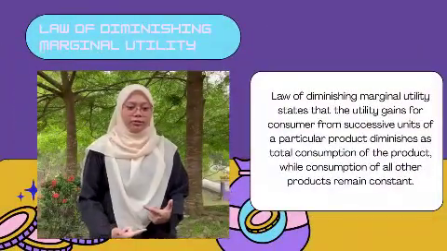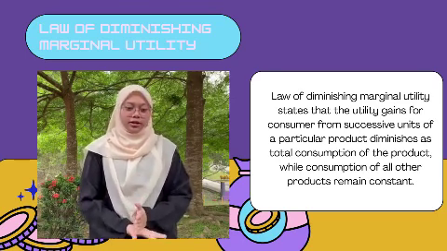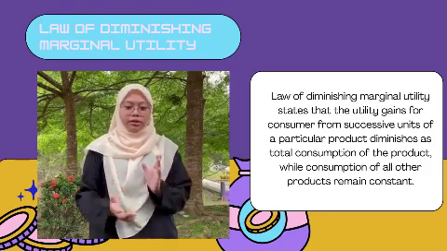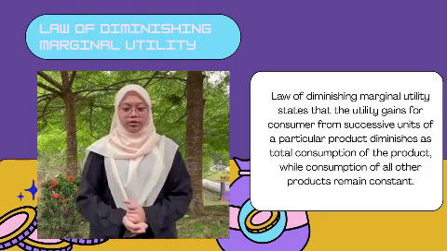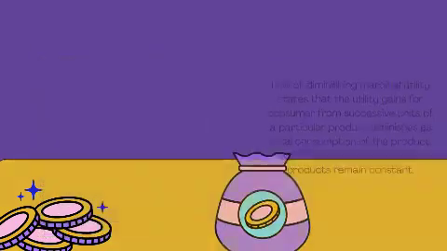Next, law of diminishing marginal utility. The law of diminishing marginal utility states that the utility gained by a consumer from successive units of a particular product diminishes as total consumption of the product increases, while consumption of all other products remains constant.